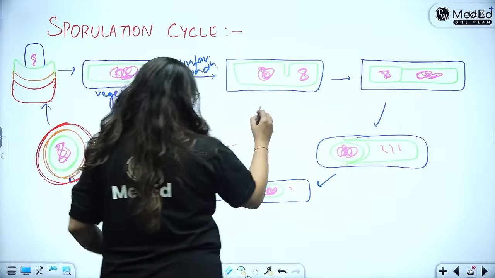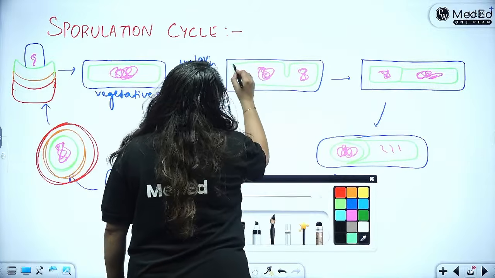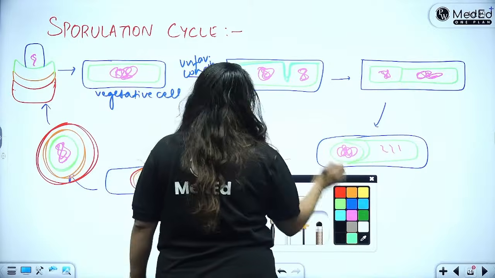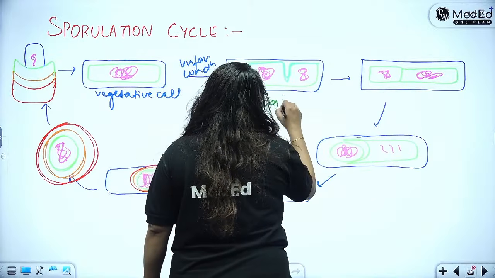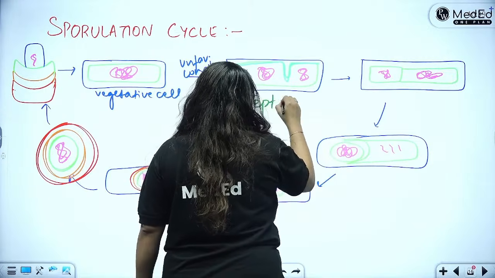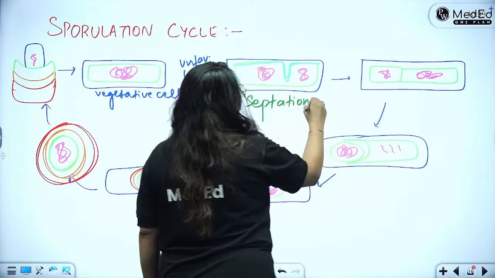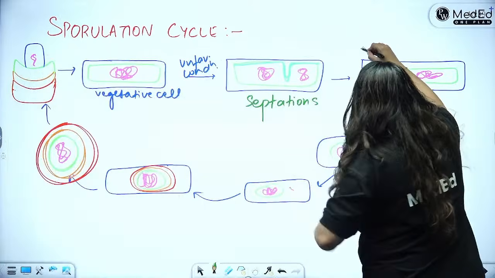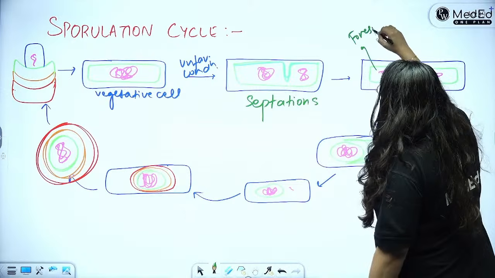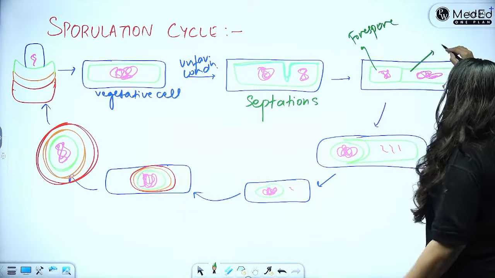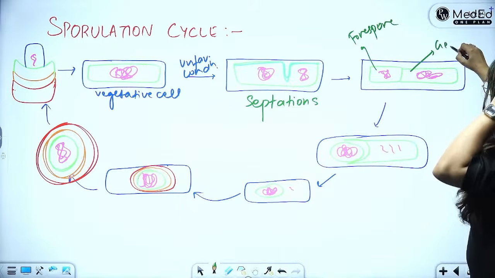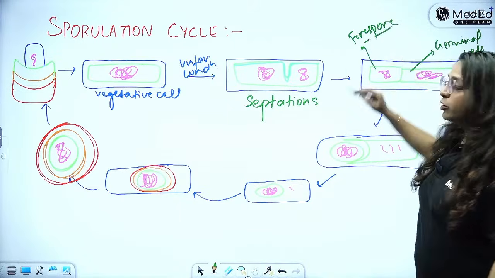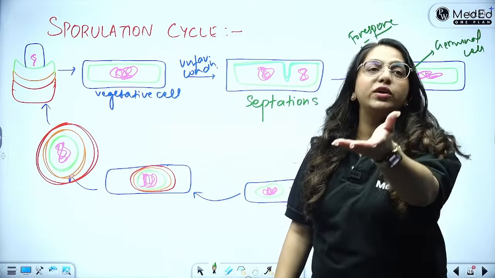First of all, the inner wall develops septations. So the first step is the formation of septations. Then the septation divides the inner cell into two parts. This one is called the forespore, and you can see that the genetic material is also divided. And this one is called the germinal cell or the mother cell. Why is it a forespore? Because this is the one which is going to become a spore in the future.